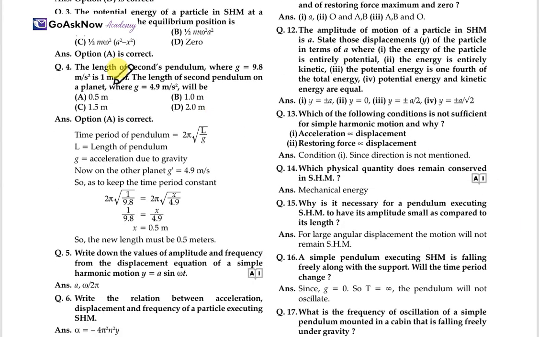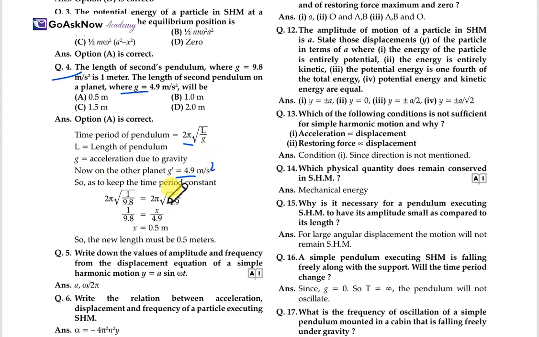The length of the second pendulum, where g equals 9.8 meter per second square, is 1 meter. The length of the second pendulum on a planet where the g value is 4.9 will be? So firstly, the time period of the pendulum is T equals 2 pi square root of L upon g, where L is the length of the pendulum and g is the acceleration due to gravity. Now on the other planet, g dash is 4.9 meter per second square.